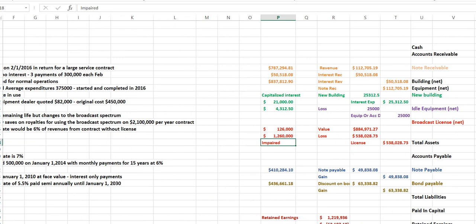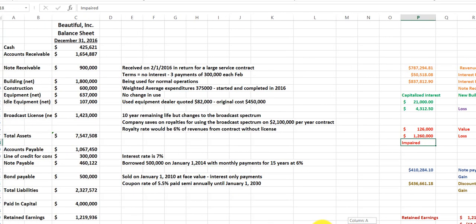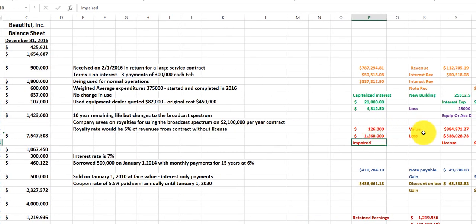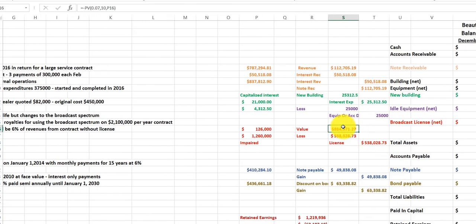So then we have to calculate the present value of these future cash flows to get our actual fair value. And when we do that, we do the present value at 7%, 10 periods, for the $126,000, that's only about just under $900,000, making our loss over $500,000.